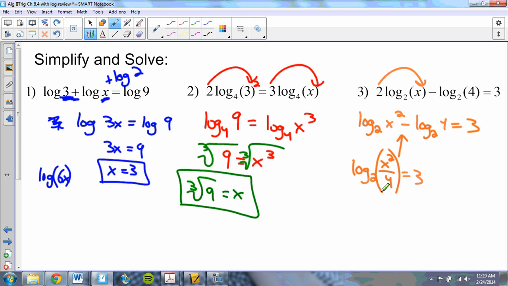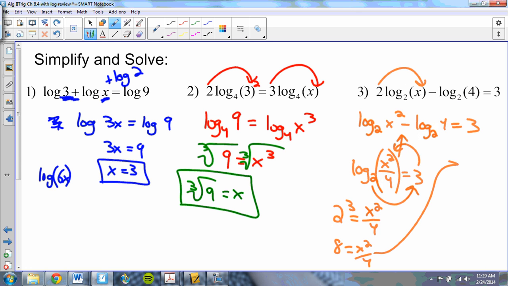Two to the third. Good. Convert. 2 to the third equals x squared over 4, which means that 8 equals x squared over 4. Multiply both sides by 4. 32 equals x squared. Take a square root of both sides to undo the square. And I'm going to get, this simplifies into 4 root 2. I just simplified the square root of 32 into 4 root 2.